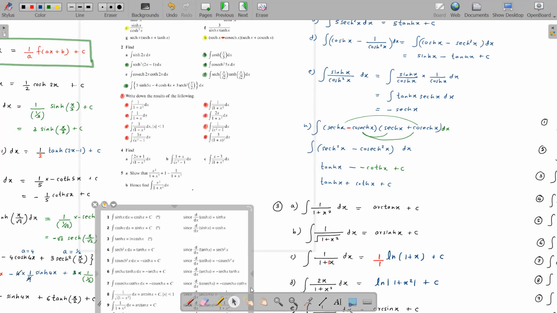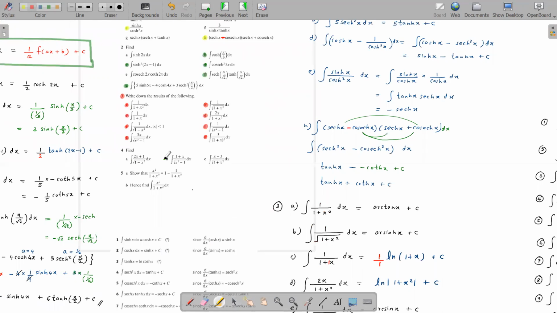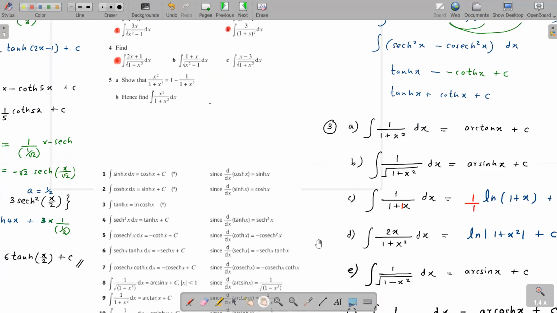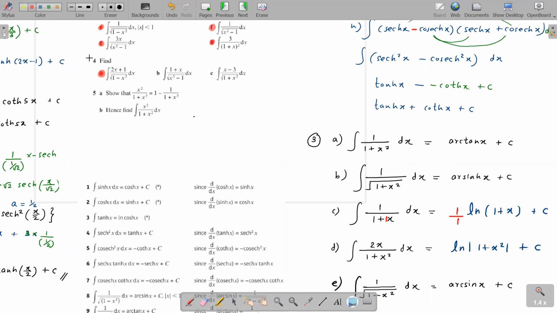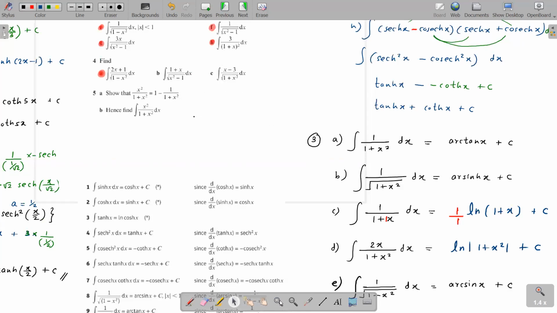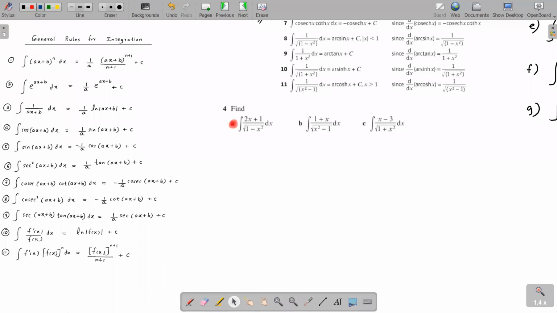Okay, so look at this one. Let's try question number 4 part A. Question number 4 part A. Look, how do we integrate something like this?